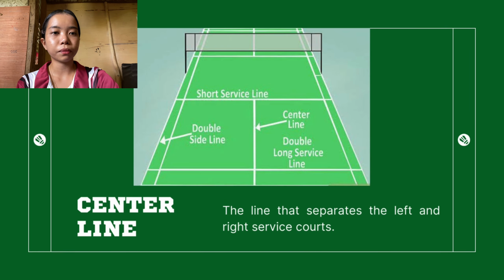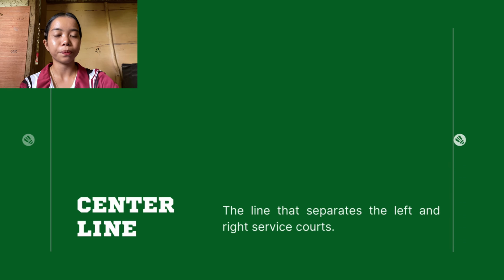Next is the center line. In badminton, the center line divides the service court into left and right halves, extending from the short service line to the back boundary line. The center line is crucial for determining the correct service court during a badminton match.